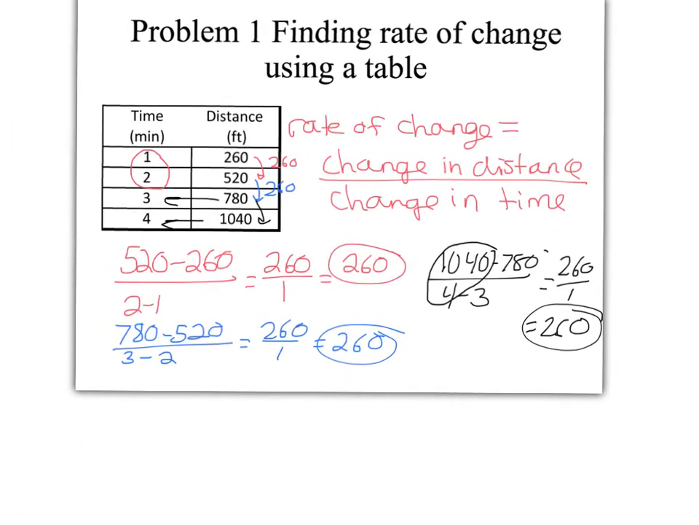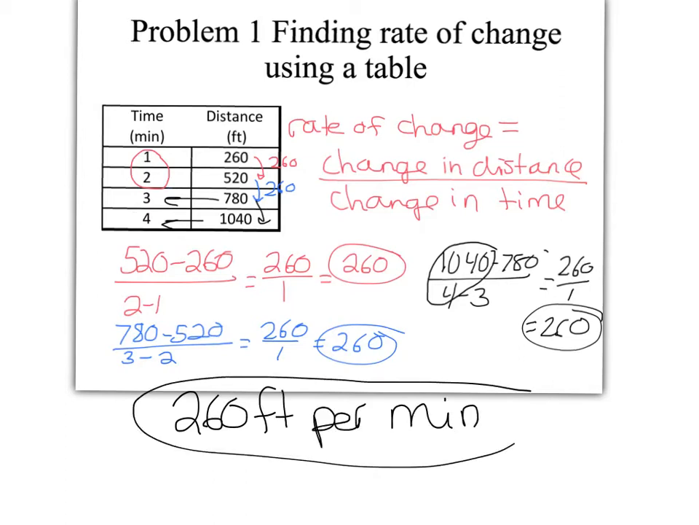What it represents is that if the rate of change is 260, then the band is marching 260 feet per minute. That's what the rate of change represents. And you might have learned last year about unit rate. This is a unit rate. If it's per minute, it's a unit rate. Right here, we're doing 520 feet per 2 minutes, but the unit rate is 260 feet per minute. So that's rate of change.